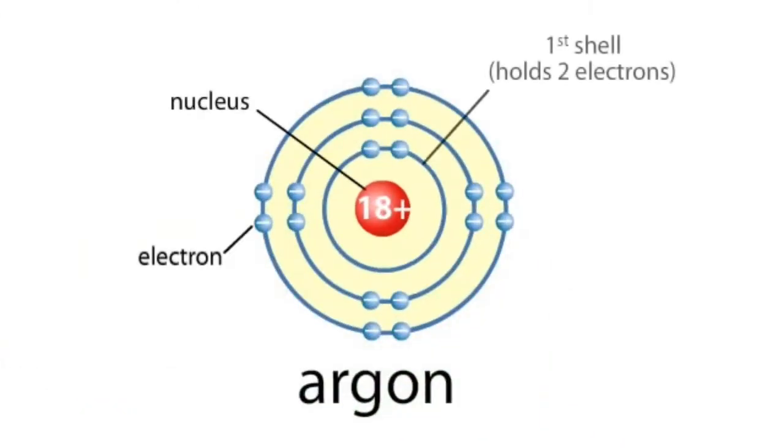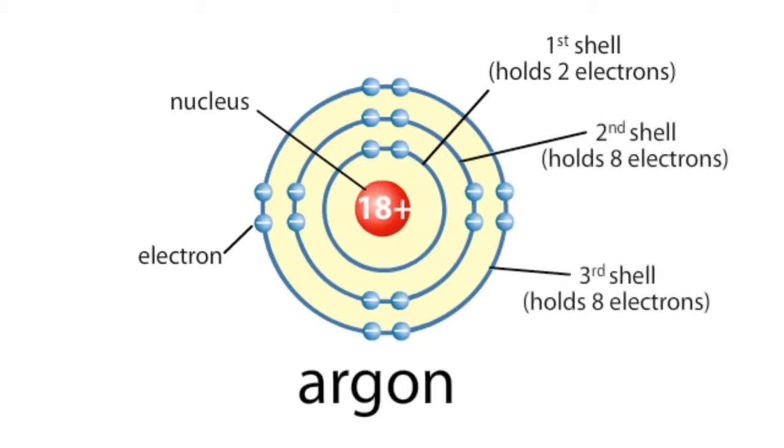The first electron shell holds just 2 electrons. These are electrons at the lowest energy level, the shell that electrons of an atom fill first. The next 2 shells can each hold 8 electrons. Argon's third and outermost shell is already filled to capacity, making this element extremely unreactive or inert.